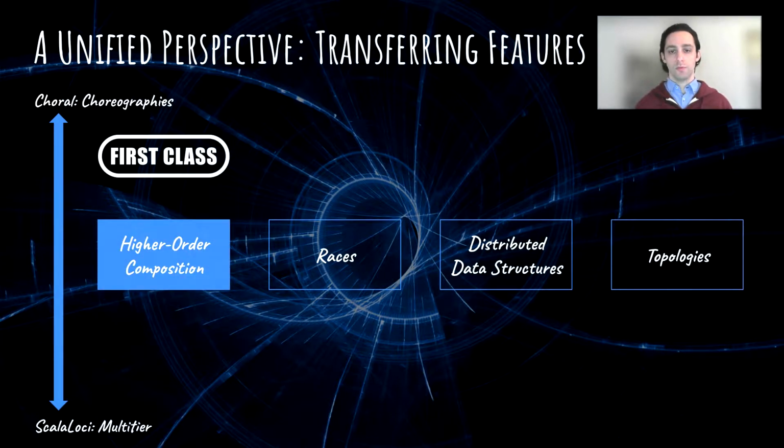Higher-order composition of distributed programs is a first-class concept in Choral. This is because in Choral, distributed programs and their state are objects in the sense of object-oriented programming. It is possible to create, store, and pass them around, as well as invoke their methods. Scala-Loci lacks an equivalent feature. At the moment, it supports only statically composed modules. This is not a limitation of the language itself, but an open challenge in the theory of multi-tier programming.